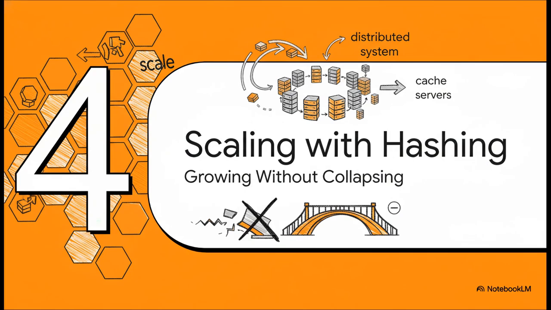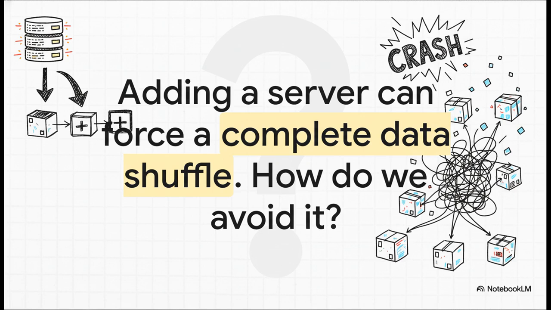Honestly, this is probably the make or break challenge for any distributed system. How do you grow this thing? How do you add more servers when traffic spikes or remove them when it's quiet without the whole system just collapsing? So let me paint you a picture of what can go wrong. It's the absolute nightmare scenario.